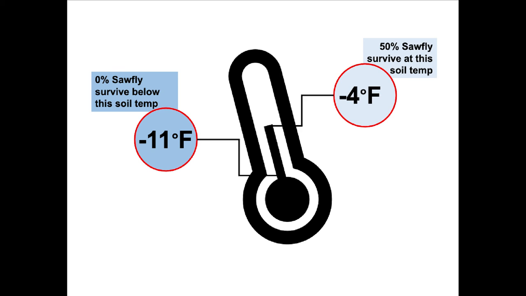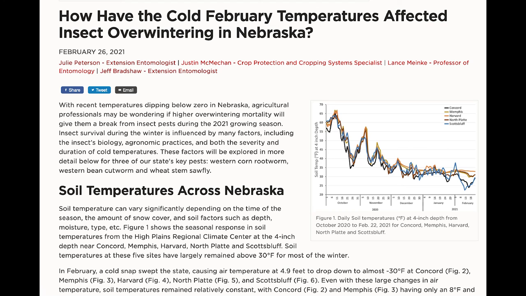While soil temperatures this year in the Scottsbluff area were some of the coldest in the state, no 4-inch soil temperatures were anywhere close to having caused even 50% mortality in sawfly populations. Thus, high overwintering mortality is also unlikely for the wheat stem sawfly this year. Our current data from this year indicates that our cold air temperatures in Nebraska this past winter were not cold enough to reduce pest numbers going into the current growing season.